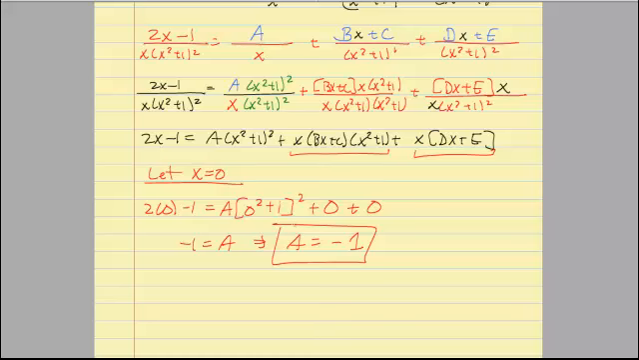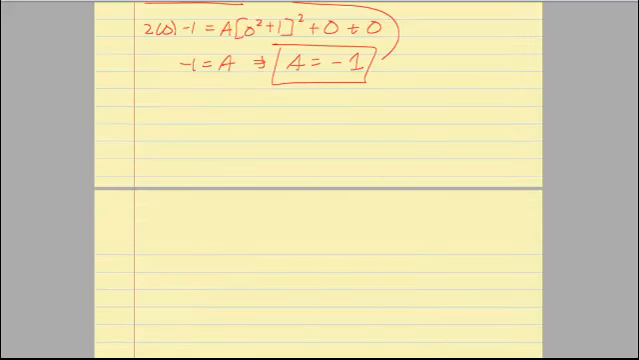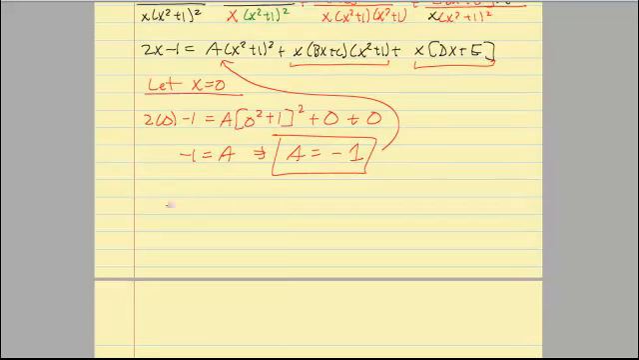Like I said, these are very, very long problems, so let's go ahead and keep track of what we've done so far. Since I know A is negative 1, I'm going to come up and plug that in right here so I can kind of keep track. A is negative 1. Now what I can do is plug A equals negative 1 in right here and then go ahead and expand and see if I can get anything else out of this that might be easy to solve for. So that's my next step.